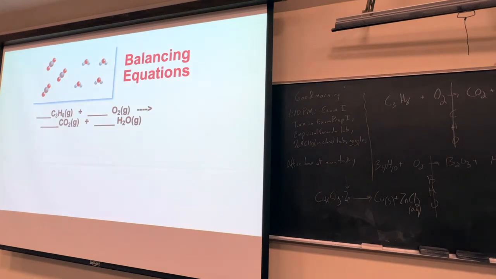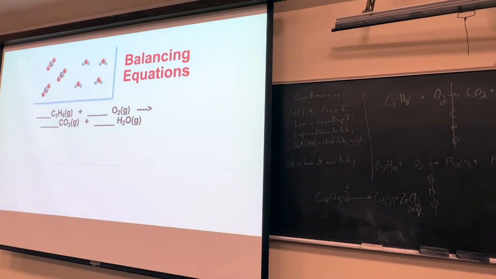Sweet. So this is the type of reaction that you might want to balance. In a balanced reaction, the first thing you need to know is what your reactants are, which are the pieces to the left of the arrow, and what your products are. So in this reaction, this is propane, C3H8. It reacts with oxygen to make CO2 and water.